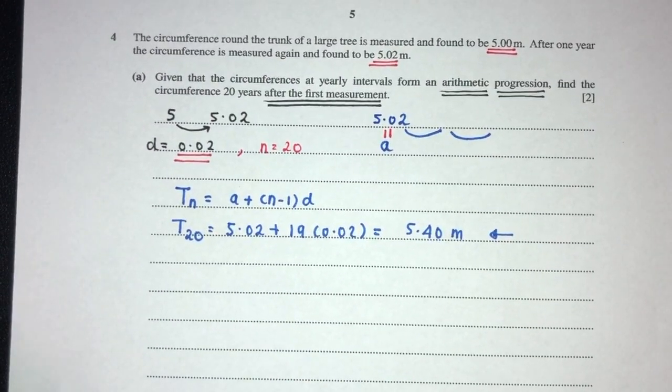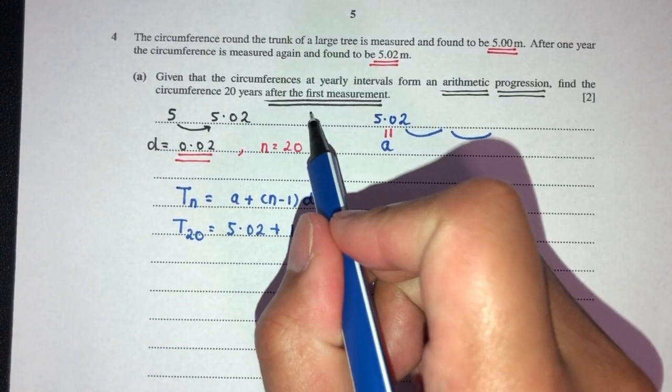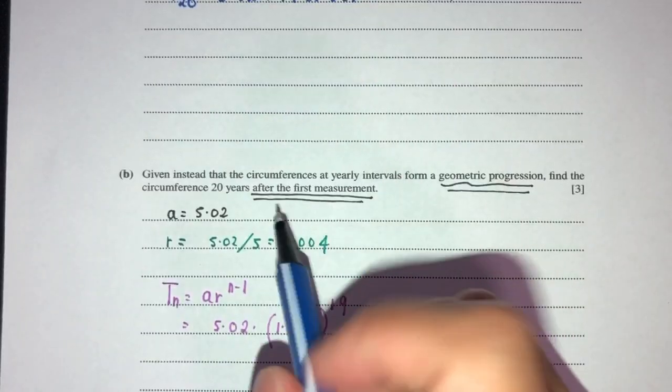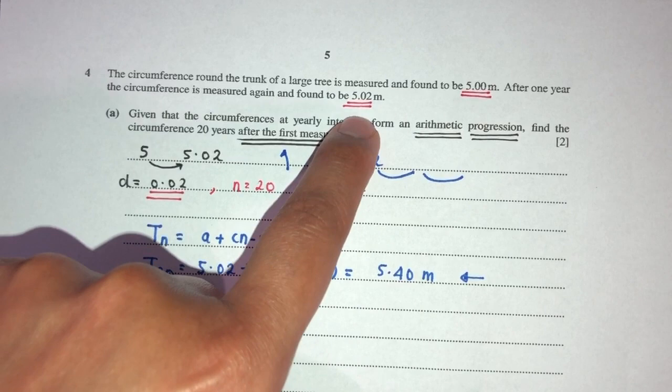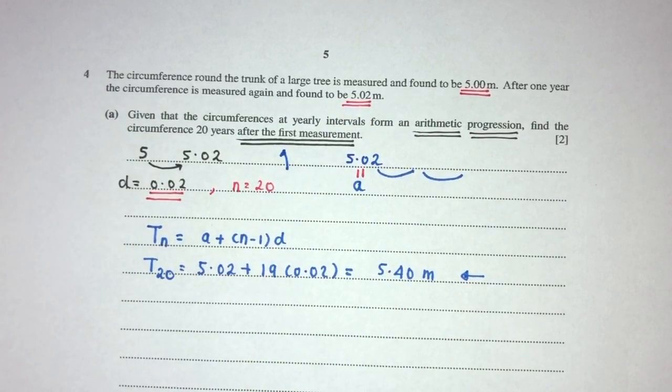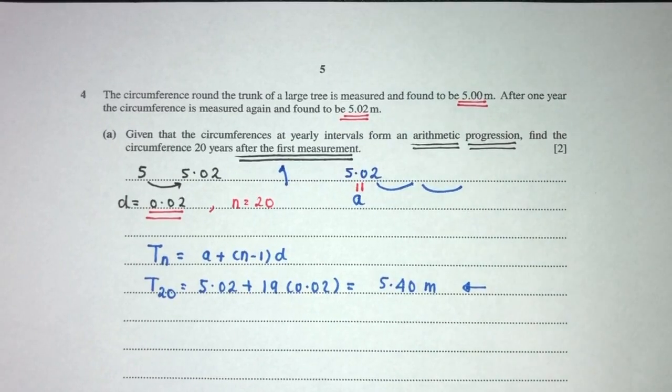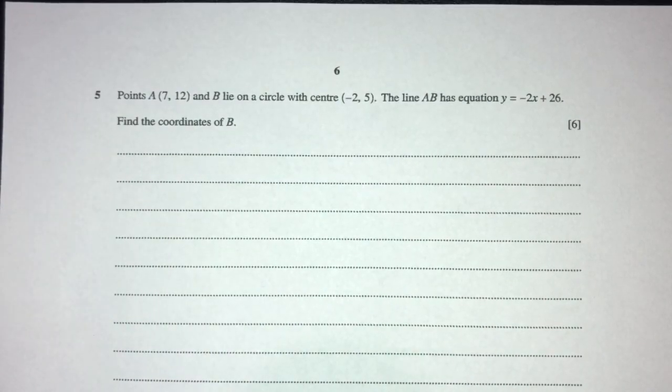But the catching point here is we have to take this into account after the first year. After the first year, so we just ignore the first value here at 5, ignore this one, and look at this one as your first term to proceed. This is your question number 4. Now let's move on to question number 5.